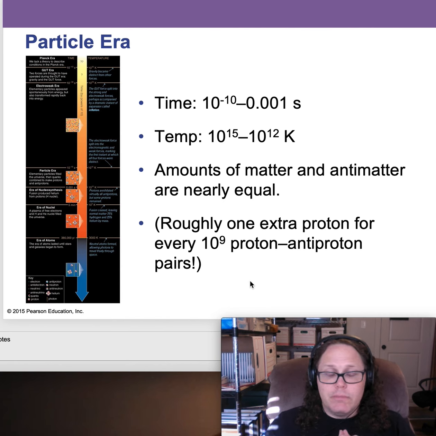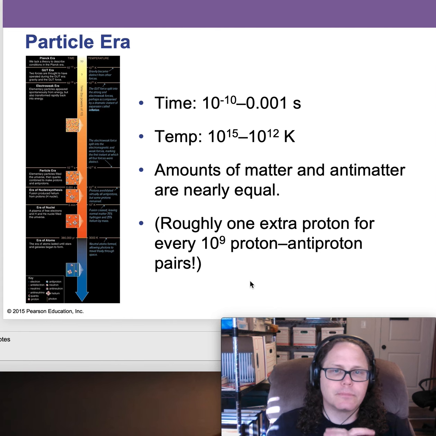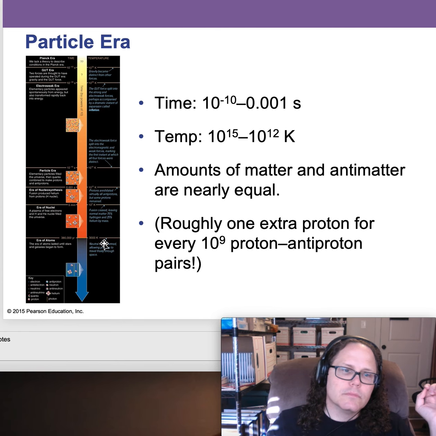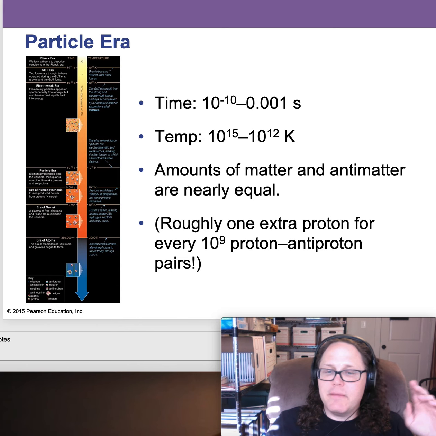So that's you. That's me. That's Earth. That's the sun. That's stars. That's all the gas in the universe are the leftovers. The leftover 1 in a billion protons and electrons that survived annihilation from antimatter. So at the end of the particle era, the antimatter was gone. It had all been annihilated.